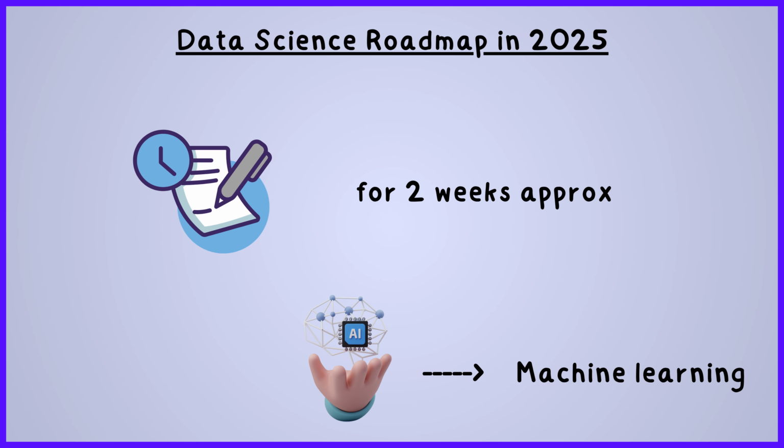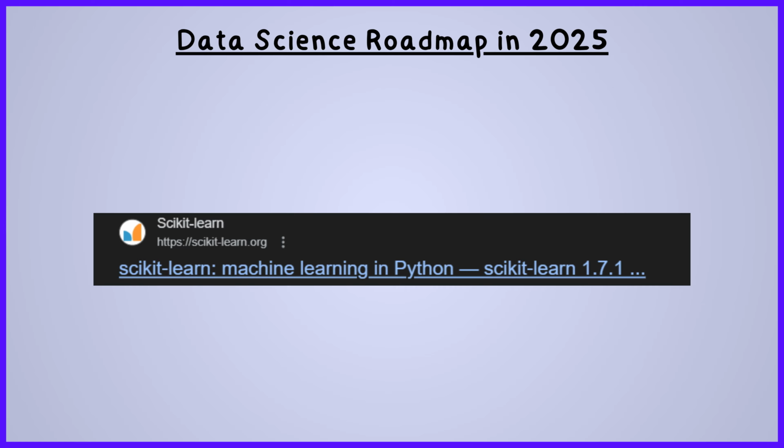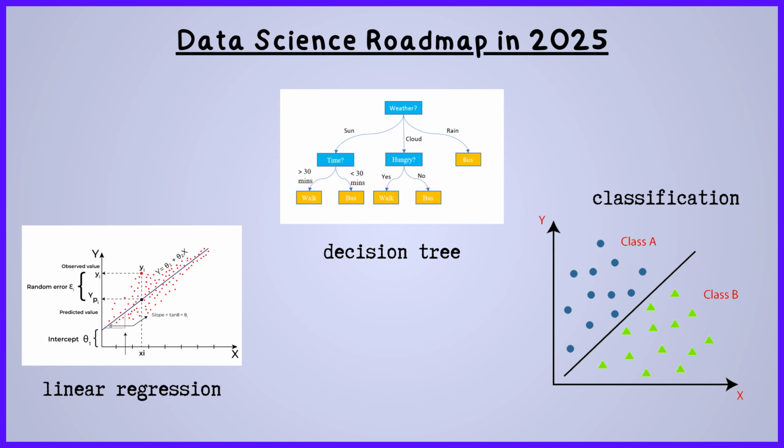This is where data science starts to make predictions. Use scikit-learn in Python. Start with simple models like linear regression, decision trees, and classification. Don't try to learn deep math yet. Focus on how it works and how to use it. Spend 1 to 1.5 months here.